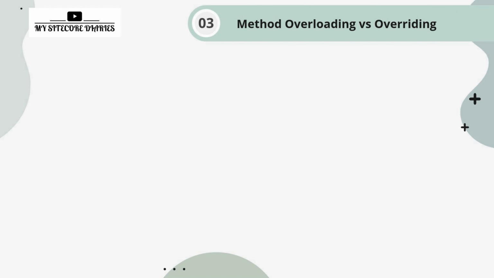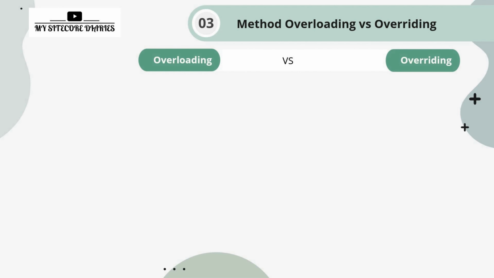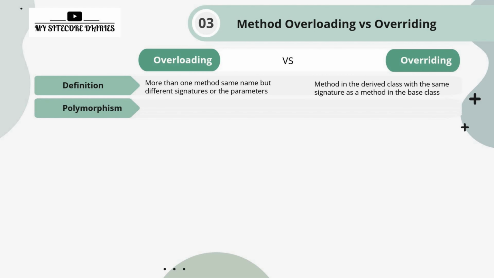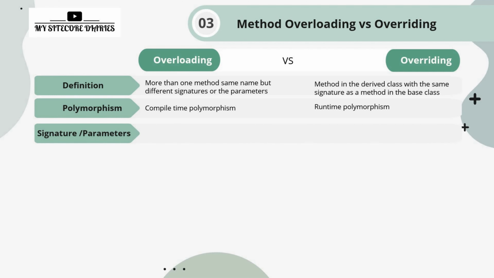Now let's see the difference between method overloading and overriding. If we talk about the definition, we have already seen it. Overloading is more than one method with the same name but a different signature or parameters. Whereas overriding is a method in the derived class with the same signature as the method in the base class. If we talk about polymorphism, overloading is called compile time polymorphism. At compile time only, you can understand the overloading. Whereas overriding is runtime polymorphism, so at runtime it decides which method is to be called.